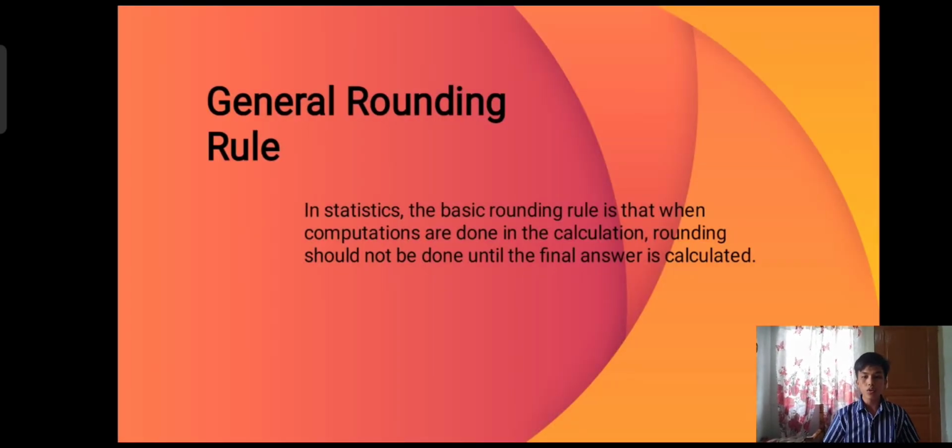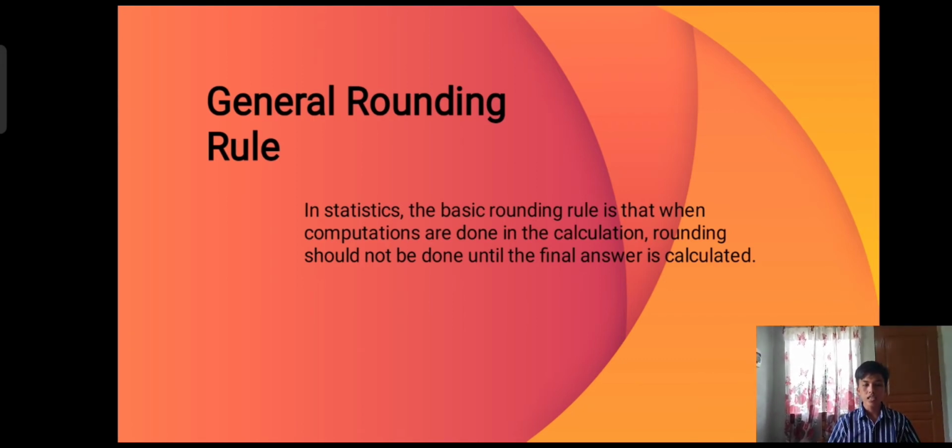There are general rounding rules in statistics. The basic rounding rule is that when computations are done in the calculation, rounding should not be done until the final answer is calculated. For example, if you have an answer in the first step, do not round it off, because it is not yet the final answer. So you must round off only the final answer.